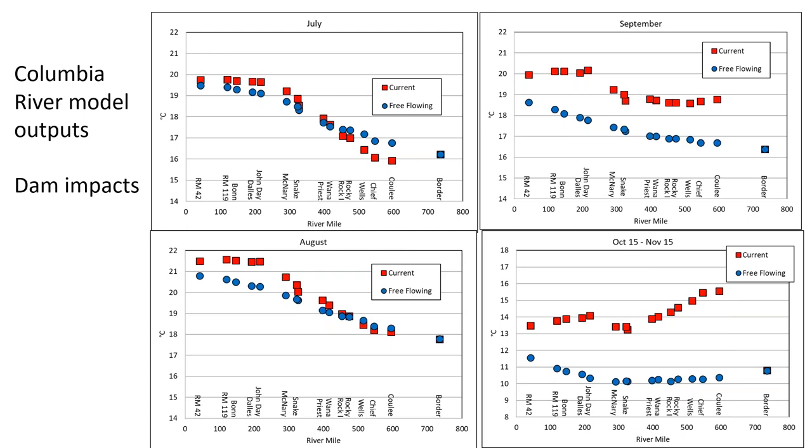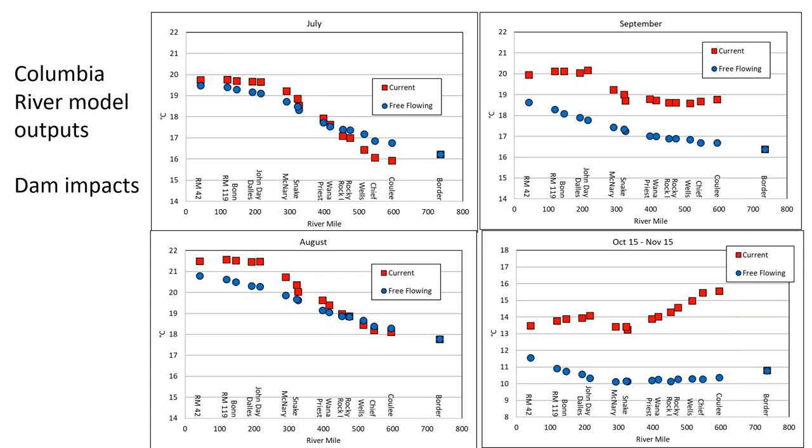And what we do with the models is we calibrate the model to simulate the current condition well. And so the red squares are the current condition. If I plotted the measured data for the river, they would align with those red squares quite well, okay? So you have the current condition, and then we make just one change to the model. We change the geometry, and we make the river flow like a free-flowing river in the model, everything else being the same: weather, time frame, inputs from tributaries, everything. We isolate the dam impact that way.